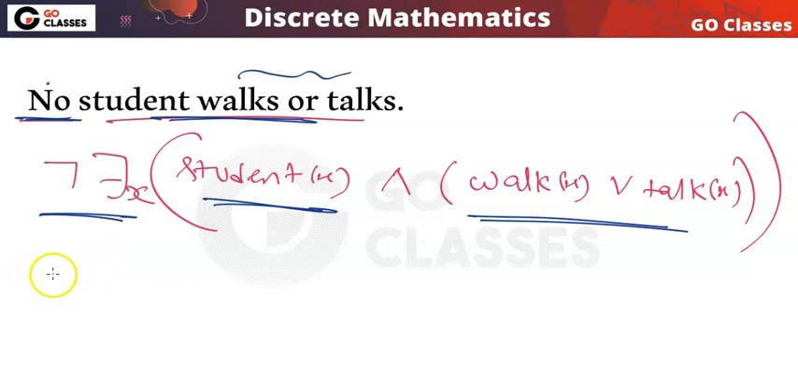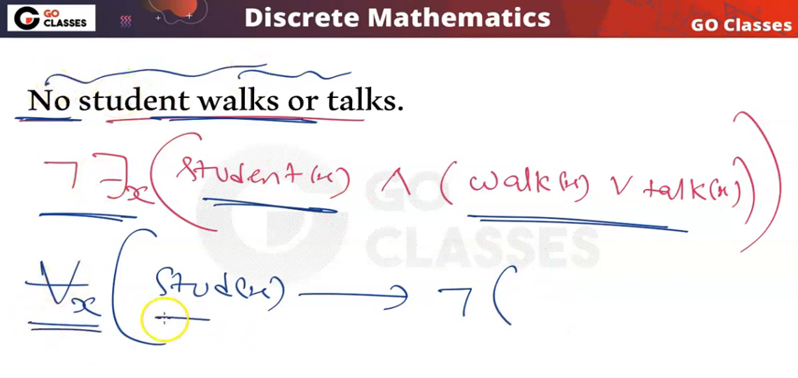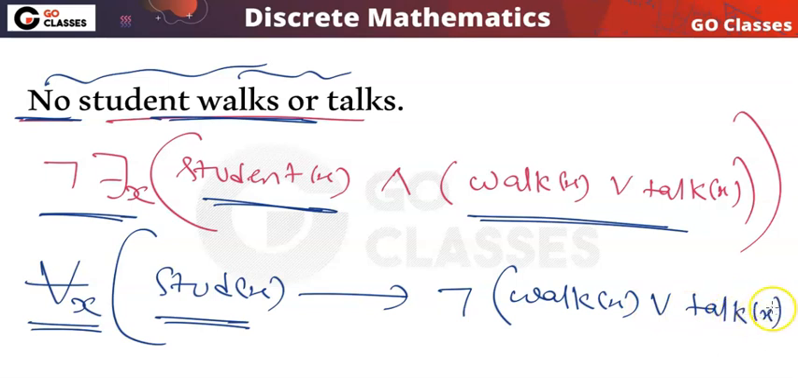I can also say that for all x, if it is a student then it does not walk or talk. Because no student walks or talks means for all x, if x is a student then it does not walk or talk. So both are correct. Okay, so like this you can create. Very simple. Next. Only students walk or talk.